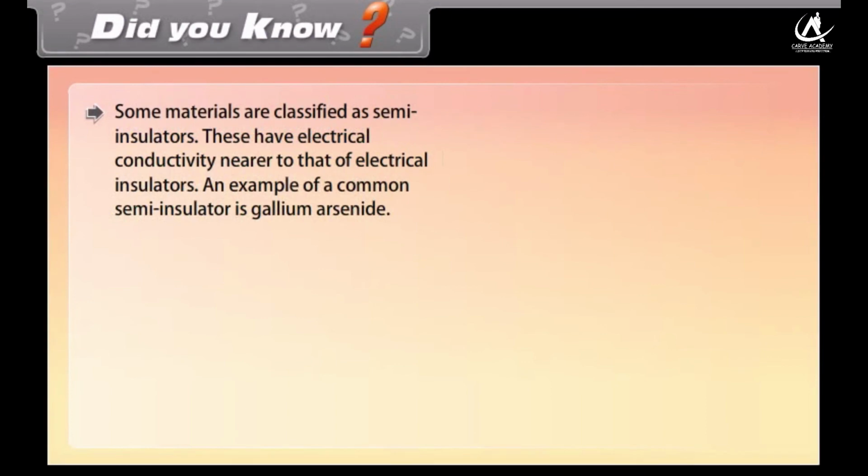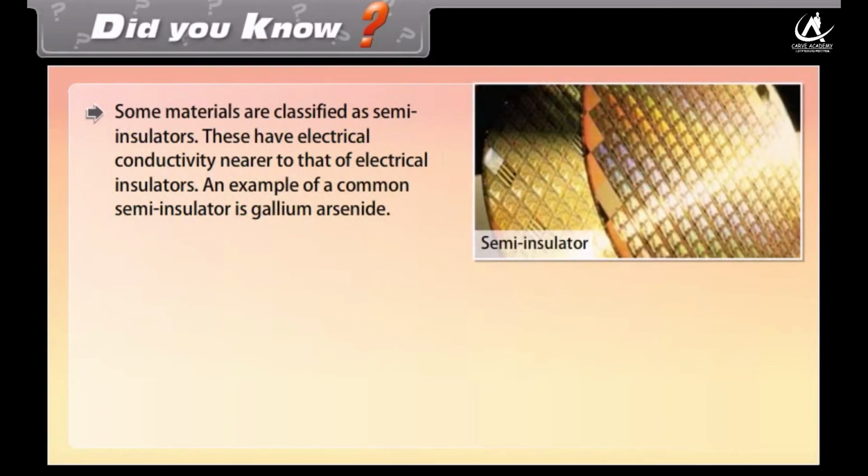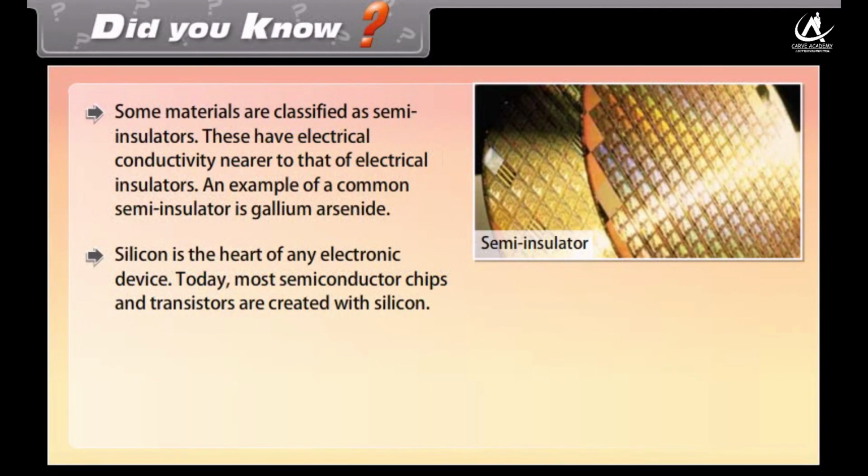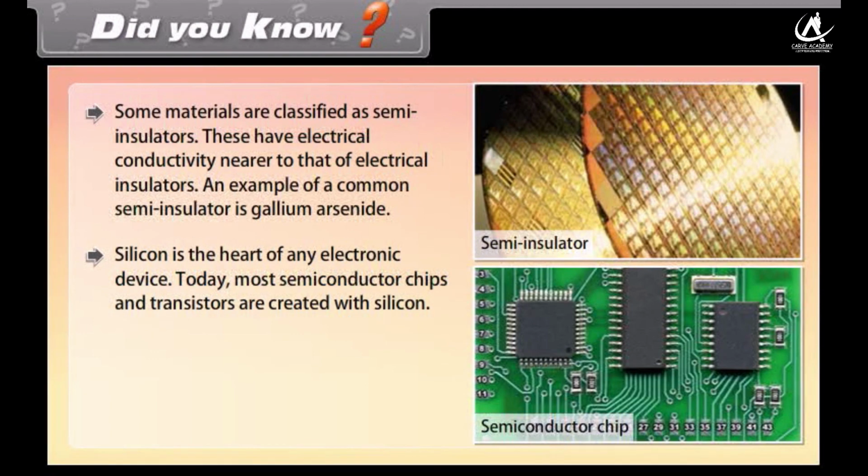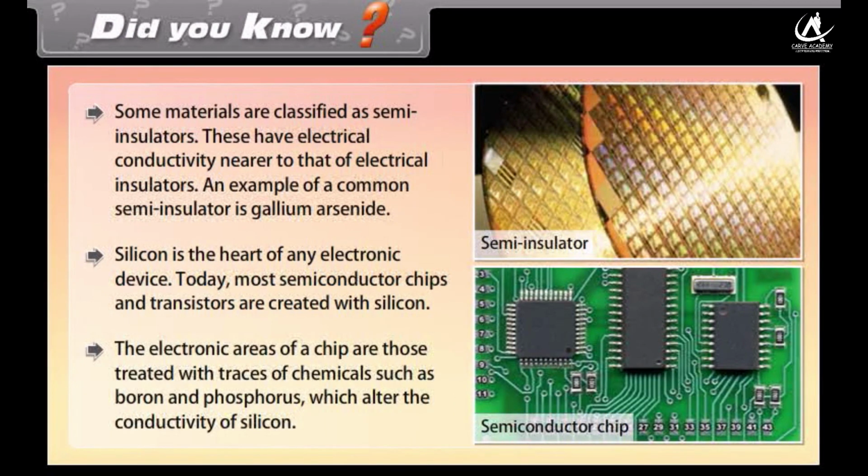Did you know? Some materials are classified as semi-insulators. These have electrical conductivity nearer to that of electrical insulators. An example of a common semi-insulator is gallium arsenide. Silicon is the heart of any electronic device. Today, most semiconductor chips and transistors are created with silicon. The electronic areas of a chip are those treated with traces of chemicals such as boron and phosphorus, which alter the conductivity of silicon.